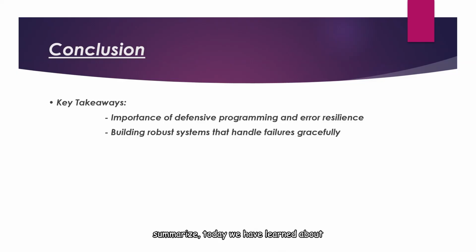To summarize, today we have learned about defensive programming and error resilience and how they play a critical role in building robust systems. By using techniques like input validation, exception handling, and retry mechanisms, you can ensure your systems are able to withstand errors and continue functioning smoothly. The key takeaway is that a resilient system is not one that never fails, but one that can handle failures gracefully and recover quickly. With these practices, you will be able to design systems that are not only functional but also reliable and fault tolerant.